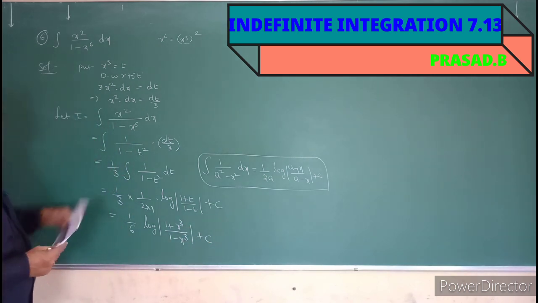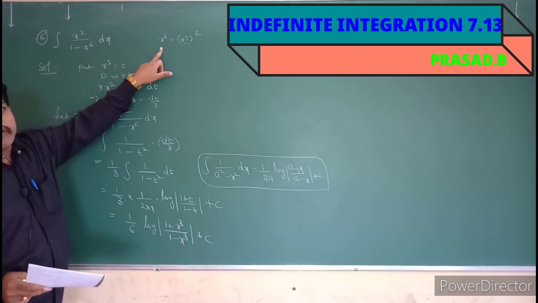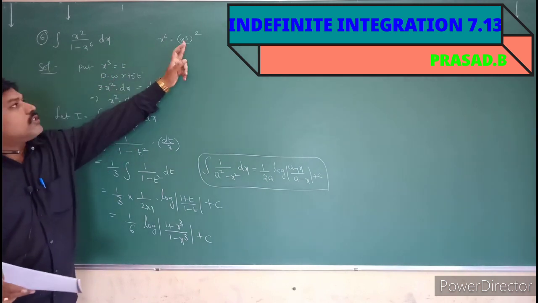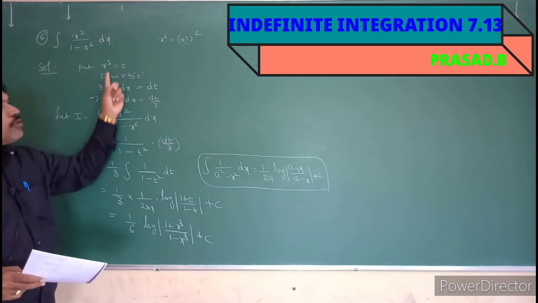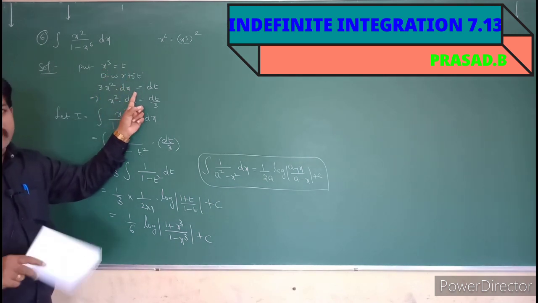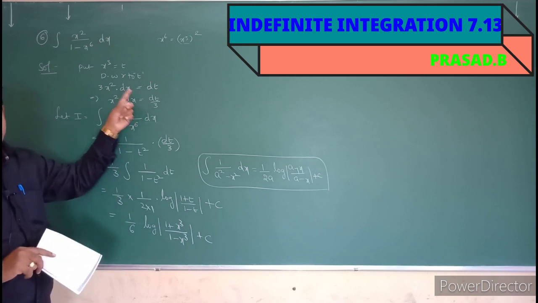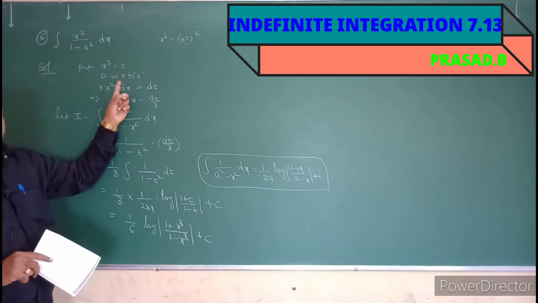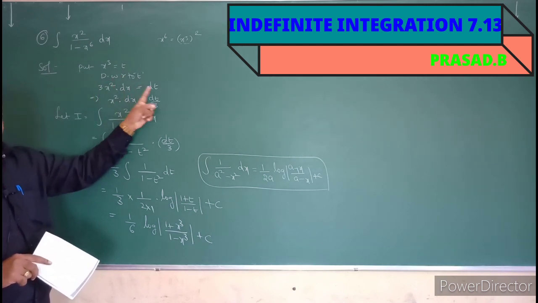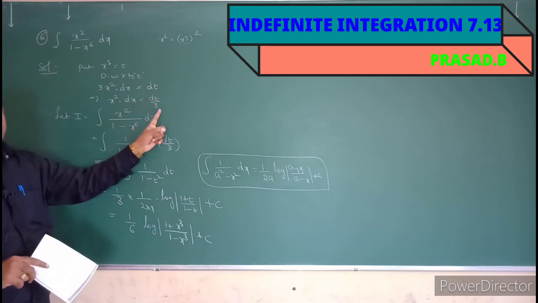So see that question. First I observed this x power 6. So x power 6 you can write as x cube whole square. This x cube I am taking as t. The derivative of x cube is 3x square into dx. What is the derivative of x power n? n into x power n minus 1. That is 3x square into dx is equal to dt. So x square into dx value will become dt by 3.